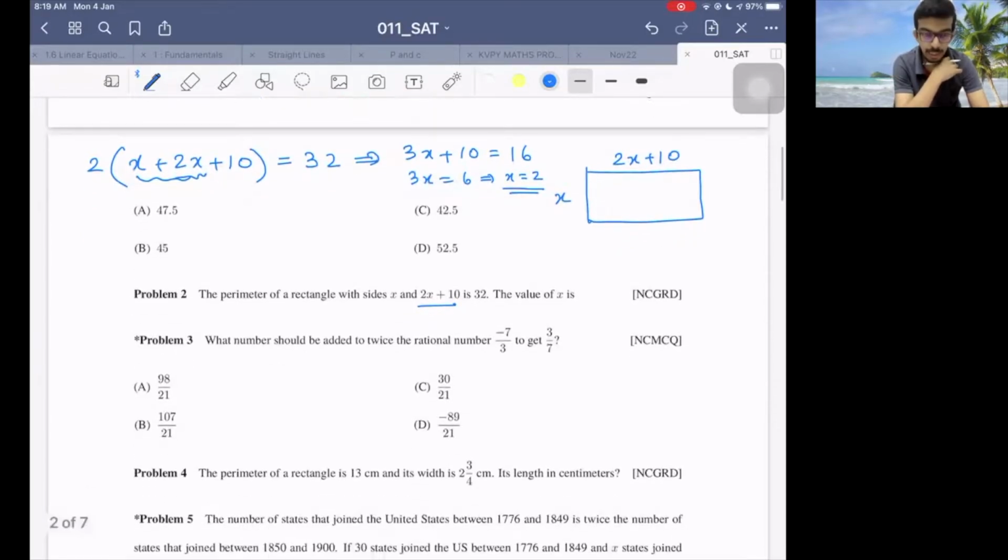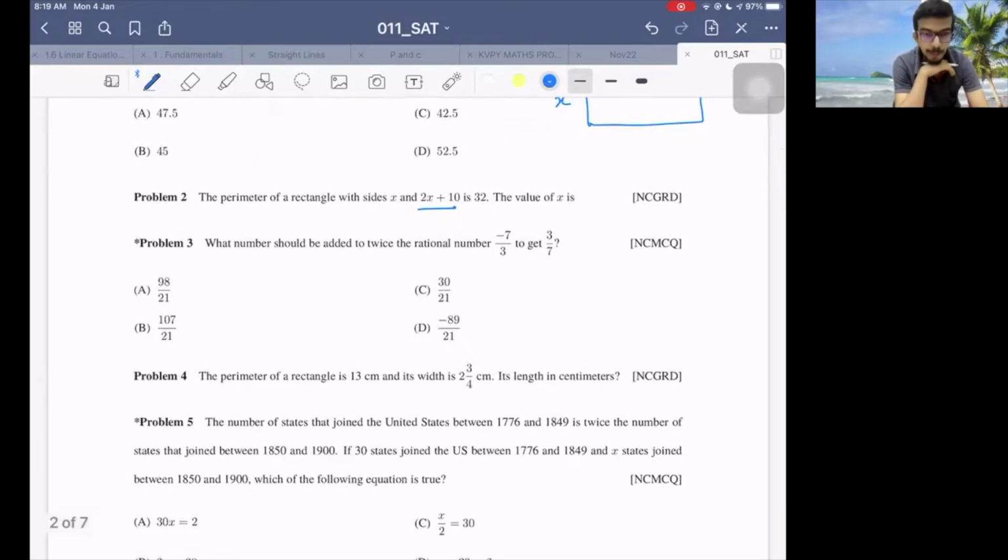Cool. Yes. So let's see problem number 3 now. Read the question, understand the question. Okay. The statement is given in English. You have to convert it into a math statement and then solve it. What number should be added to twice the rational number minus 7 by 3 to get 3 by 7?